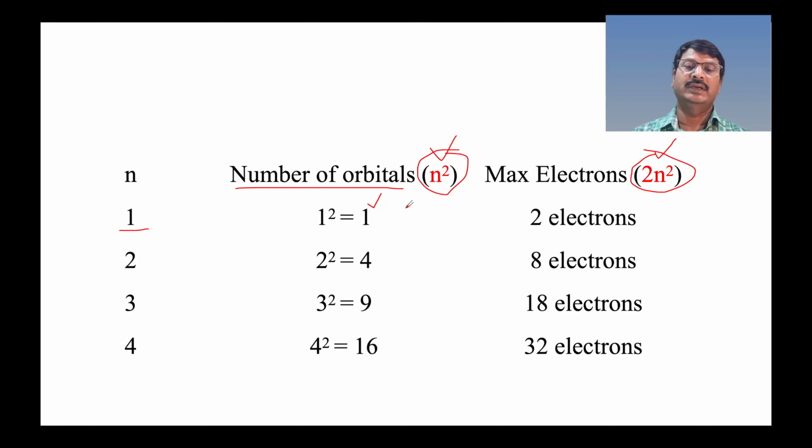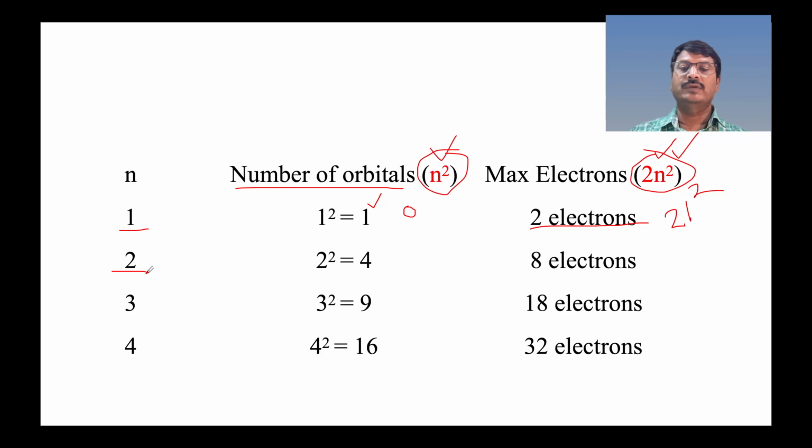So it contains only one orbital, that is called 0. And it contains 2 electrons. The number of electrons will be calculated by using the formula 2n square. So in 2n square, the n value will be 1. When you substitute 1 here, 2 into 1 square, you will get 2.